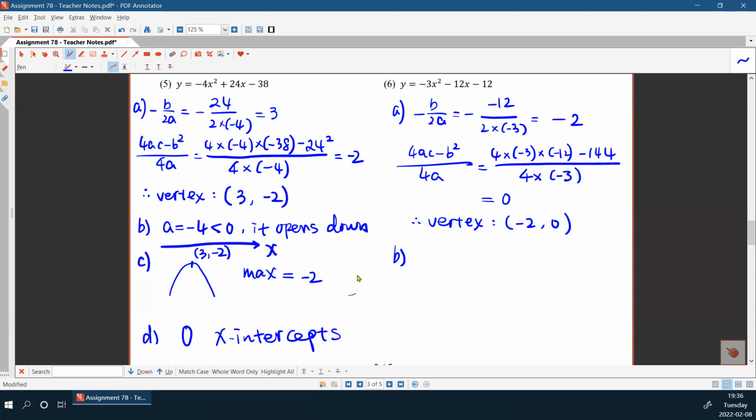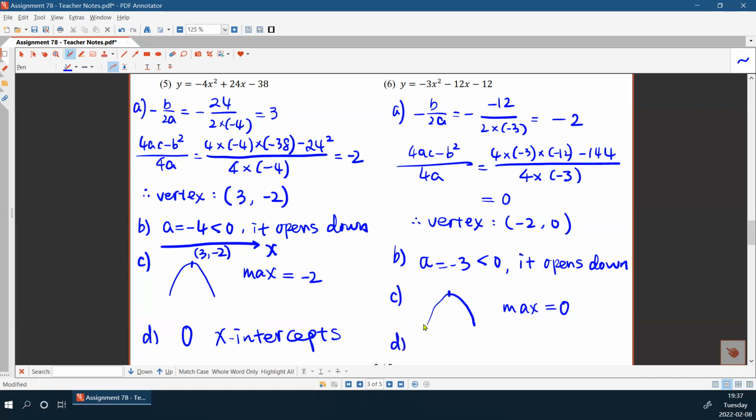That's the first question. Next one, the direction of opening depends on the value of a. a is -3, which is less than 0. So it opens down. And if it opens down, it must have a maximum value at the vertex, right? And the maximum value is actually the y coordinate of the vertex, which is 0.